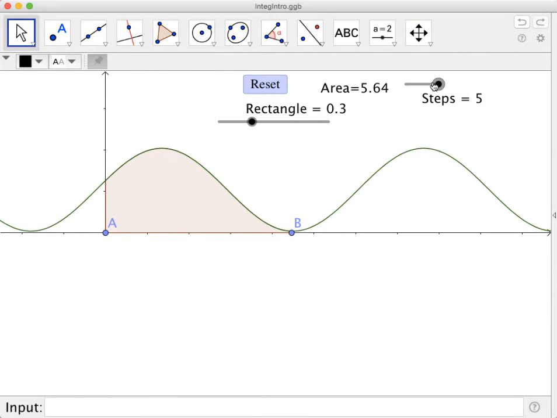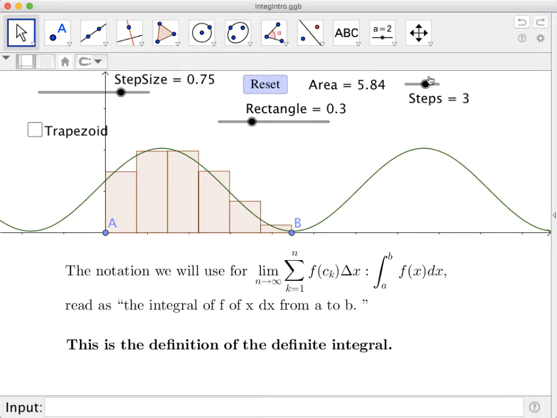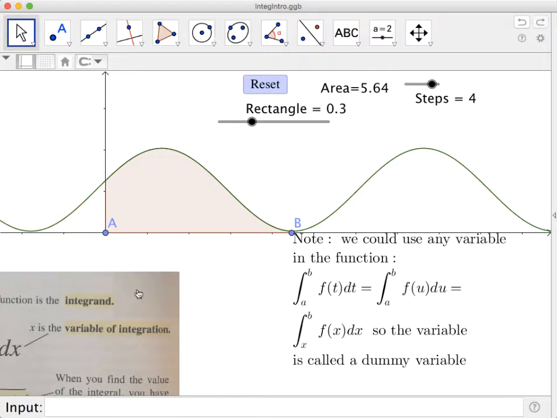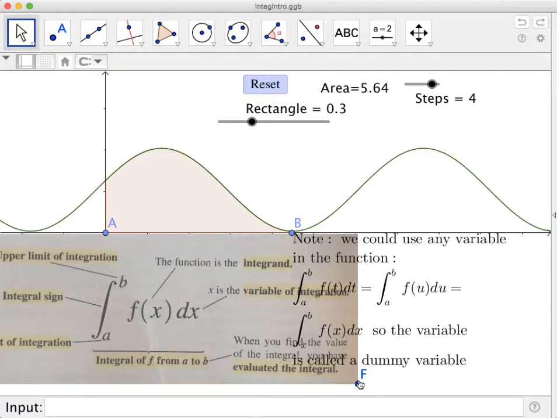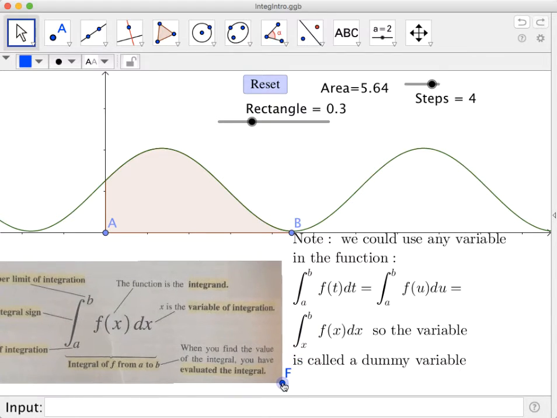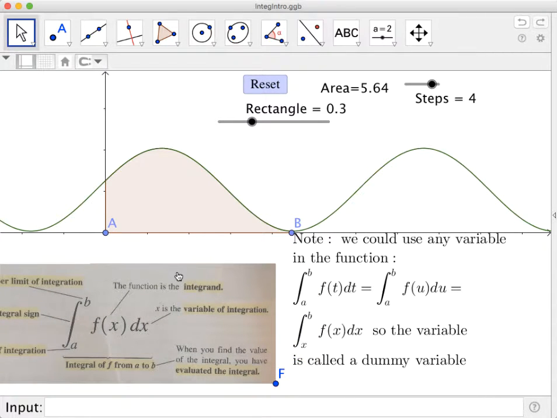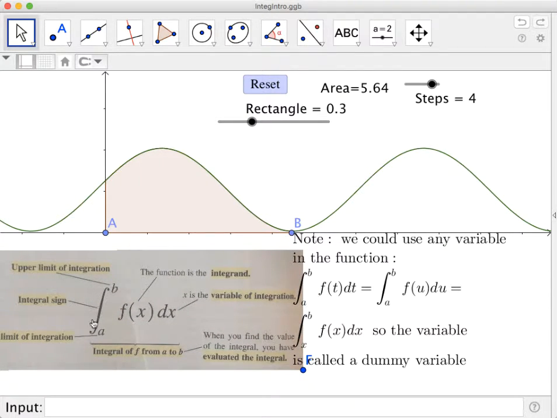So the symbol that we're using here, if we take a look at the different pieces of it, we have the integrand, which is the function that we're integrating. We have the integral sign. We have the lower limit of the integration. We have the upper limit of the integration. We have x as the variable of integration. And then when we have found the value of this integral from a to b, we have evaluated the integral.